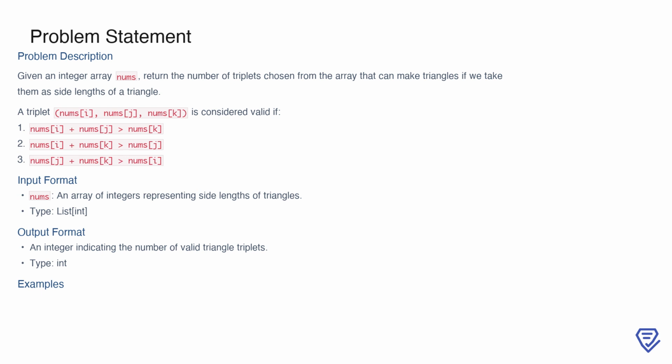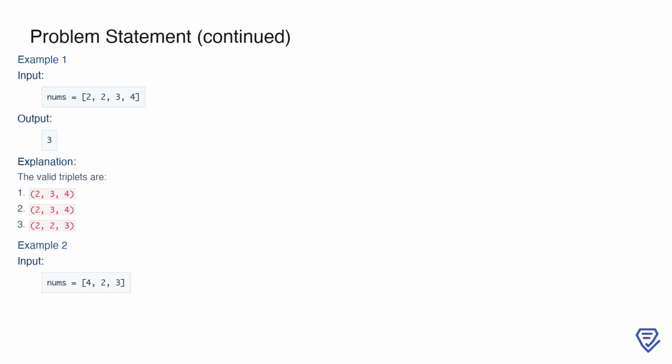The input to this problem is an array of integers, and the output is an integer indicating the number of valid triplets that meet these conditions. The goal is to count all such valid triplets in the array. Let's look at an example to understand this better.